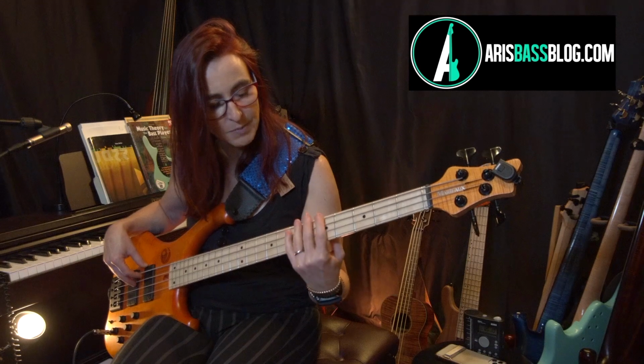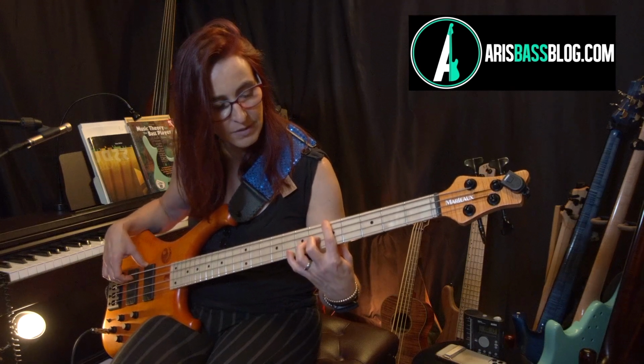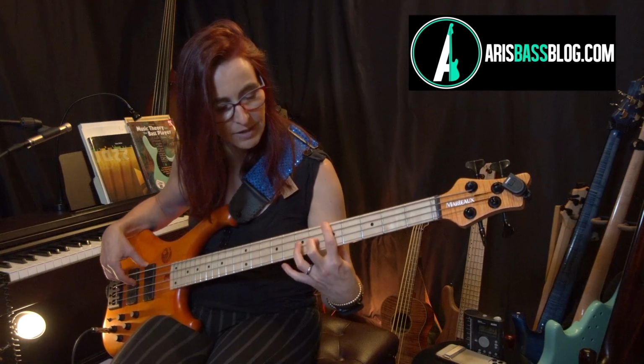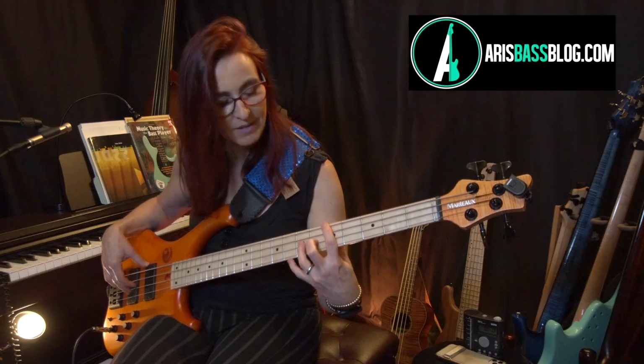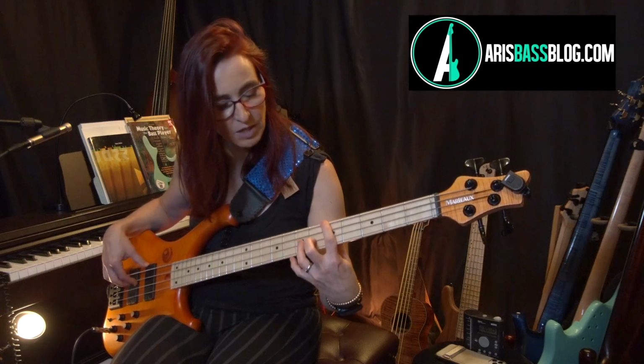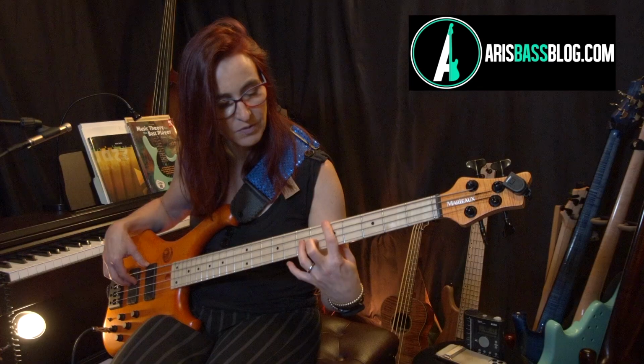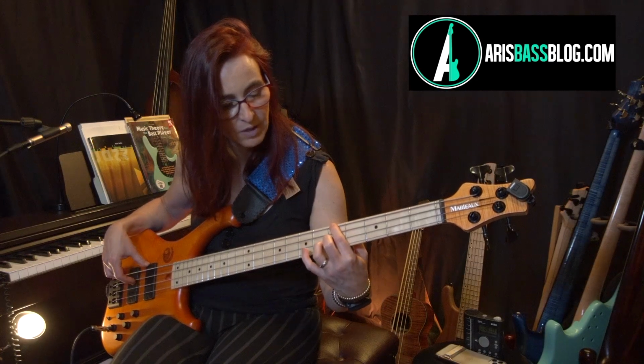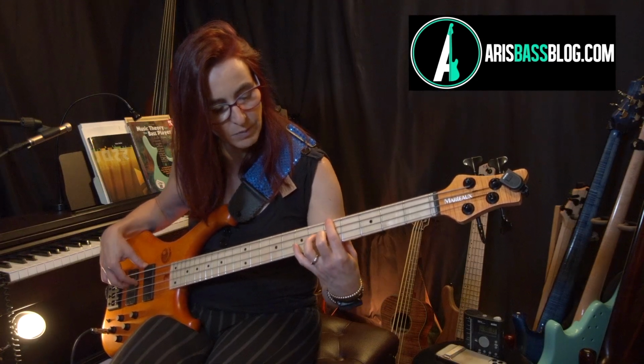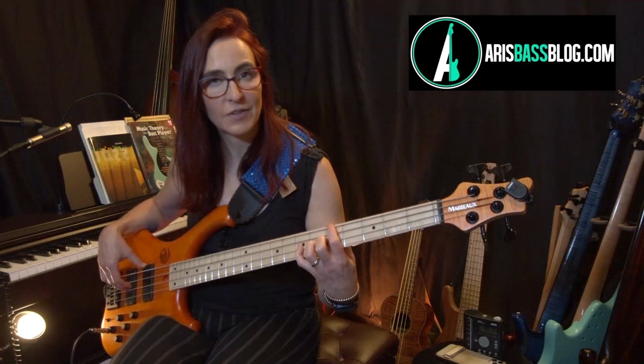And it's also true, the opposite, by the way. If I go up a major seventh from the A, then I have a minor second here just to get me to the octave. If I have a smaller seventh here, meaning a minor seventh plus a major second gives me the octave.